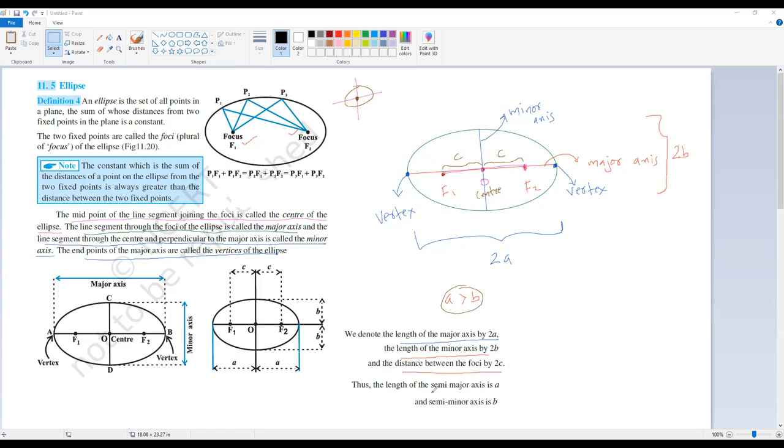So semi major axis matlab aapko pata hai, major axis ka half, semi matlab half. So full major axis ka length 2a hai, to semi major axis that will be a only. Semi minor axis, minor axis ka half, this will be b only. Semi major axis matlab origin se one vertex tak. Semi minor axis matlab origin se, usko actually there is a definition, it is known as covertex. These two are covertices, but we don't use that name here, but it's okay, covertex bolte usko. Okay, clear? Itna clear ho gaya?